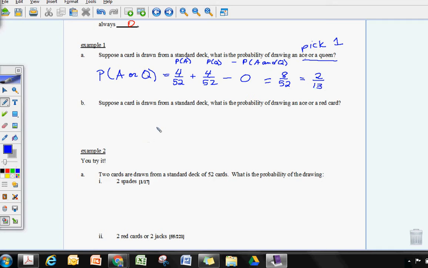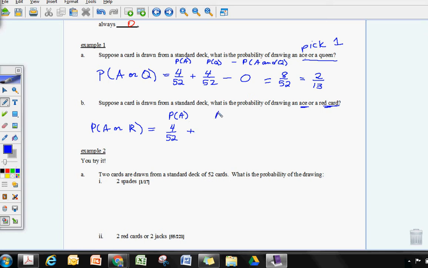Take a look at the next example. Suppose a card is drawn from a standard deck. What's the probability of drawing an ace or a red card? Okay, so the probability of it being ace or red is the probability of an ace, which I know is 4 out of 52 cards.